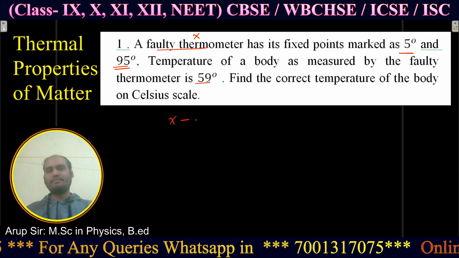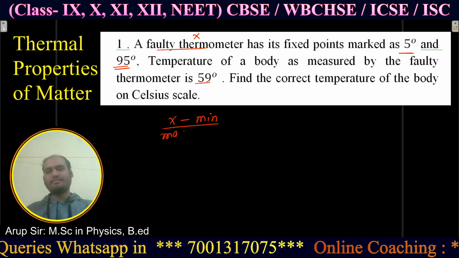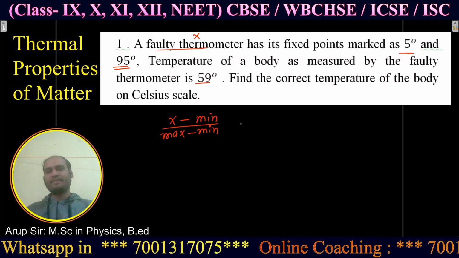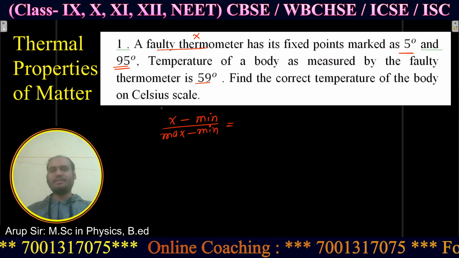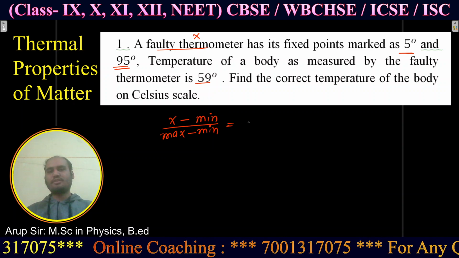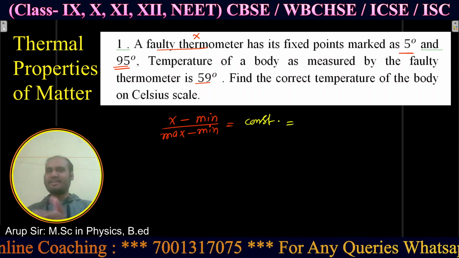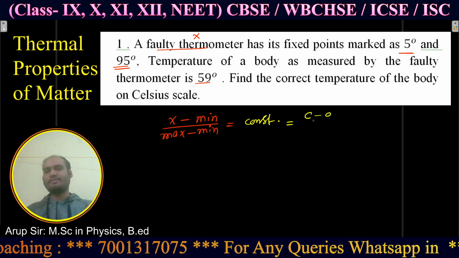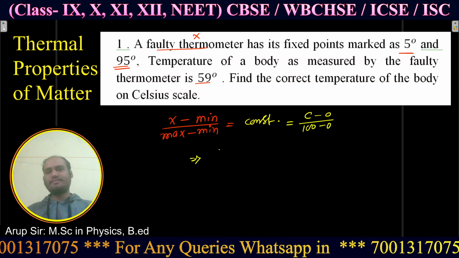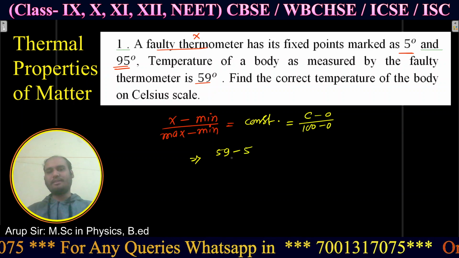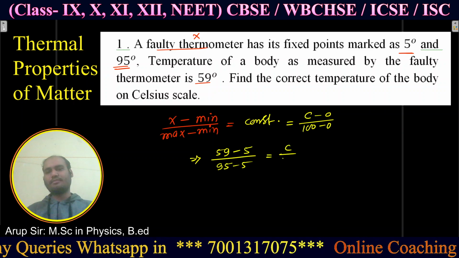So reading minus minimum reading, divided by maximum minus minimum, is always constant, and we have to find out this thing, meaning the correct temperature of the body on the Celsius scale. So if this is constant, this will be the same for the centigrade scale also. That means C minus 0 divided by maximum minus minimum. Now X means 59, minimum reading is 5 degrees, divided by 95 minus 5, is equal to C by 100.